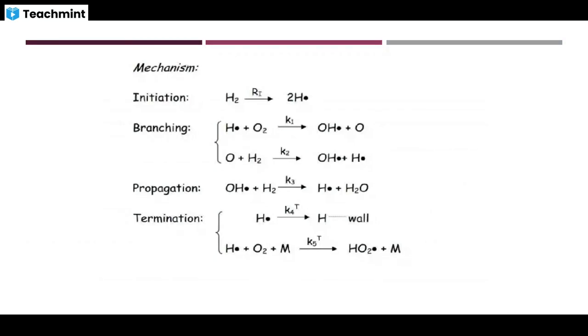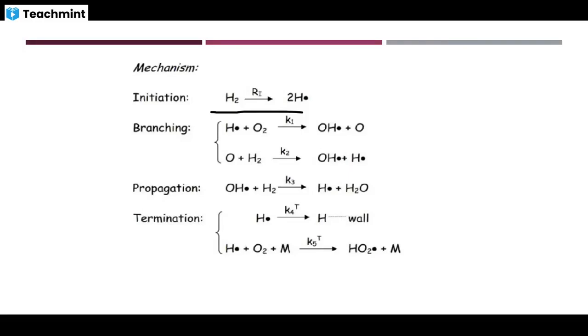The initial step is the hydrogen cleaved into 2H radicals. The branching step is the H radical reacting with oxygen to form OH radical plus O, or the O reacting with H2 to form OH radical plus H dot. The propagation step is the OH radical reacting with H2 to form H2O and H radical.